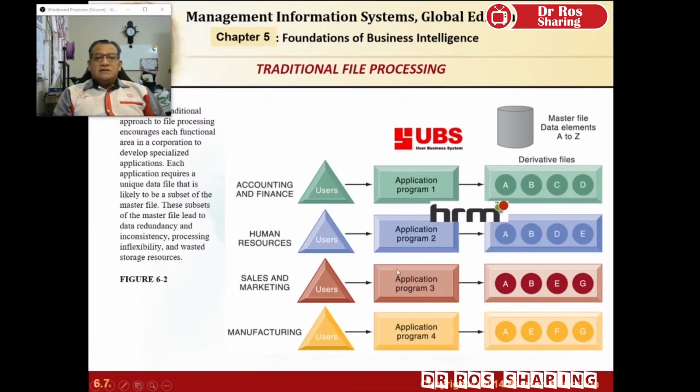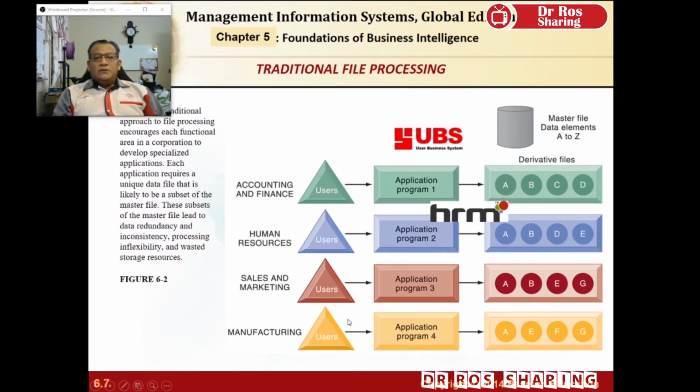Okay, in traditional file processing, you could see that if there are 4 departments in the company and they are all using traditional file, basically accounting and finance, they have their own file, human resource have their own files and drawer, sales and marketing, they have their own files and drawer, and manufacturing and production, they have their own file and drawer or physical file.